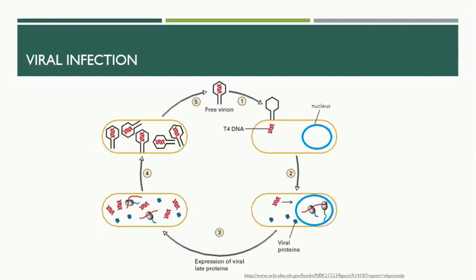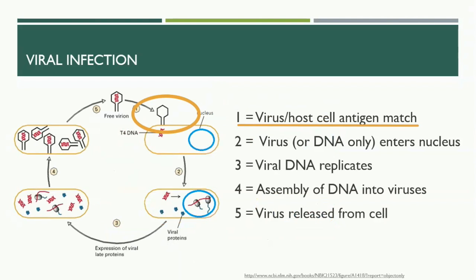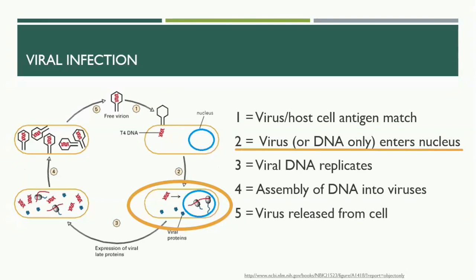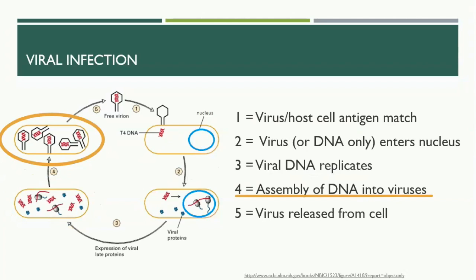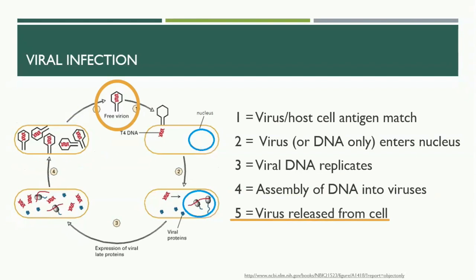Here's another schematic of viral infection. Let's go over the steps again. The virus antigens match the antigen receptors of the cell. The virus enters the cell and then the cell's nucleus. Remember, some viruses don't completely enter the cell, but instead only send in the DNA. Viral DNA replicates in the cell nucleus. The newly replicated DNA is assembled into new viruses. The viruses are then released from the cell to start over the cycle of infecting another cell.